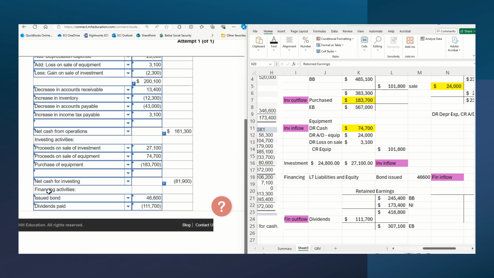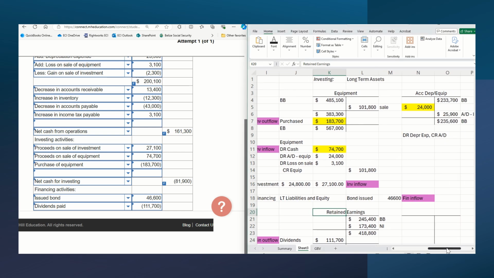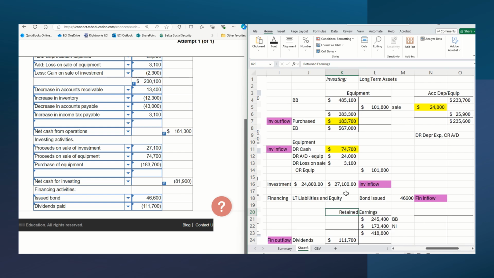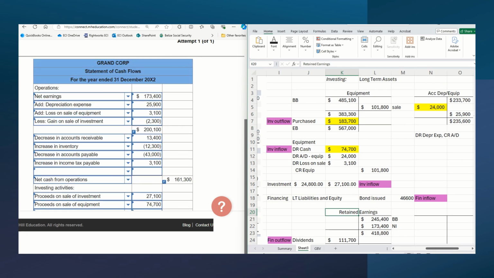And then on the financing side, we issued the bond, like we said, for 46.6, so that is a cash inflow. And then, of course, we paid the cash dividends, which was the outflow. Now, you don't always have to do T accounts. You can do it other ways. The solution does not show it using the T accounts the way I do it here, but this is the way that I always find is the easiest. So hopefully this helps you a lot, and just keep practicing, and it'll make cash flow statements a lot easier.